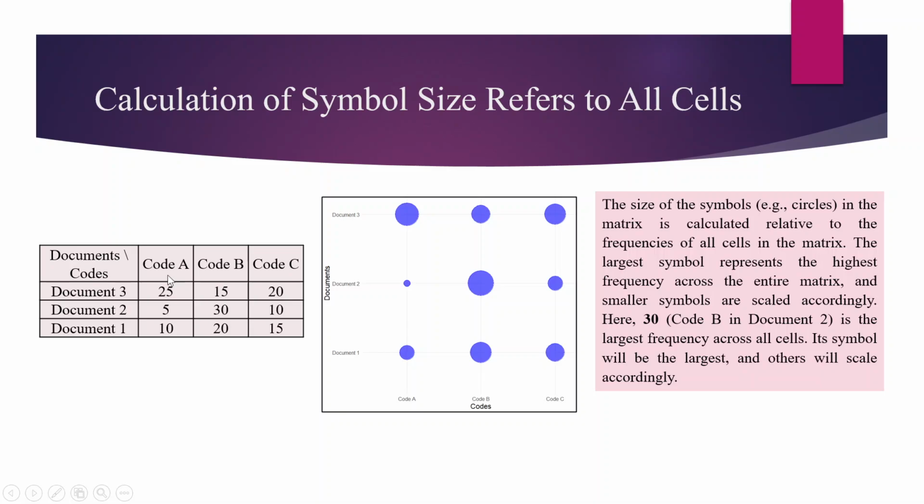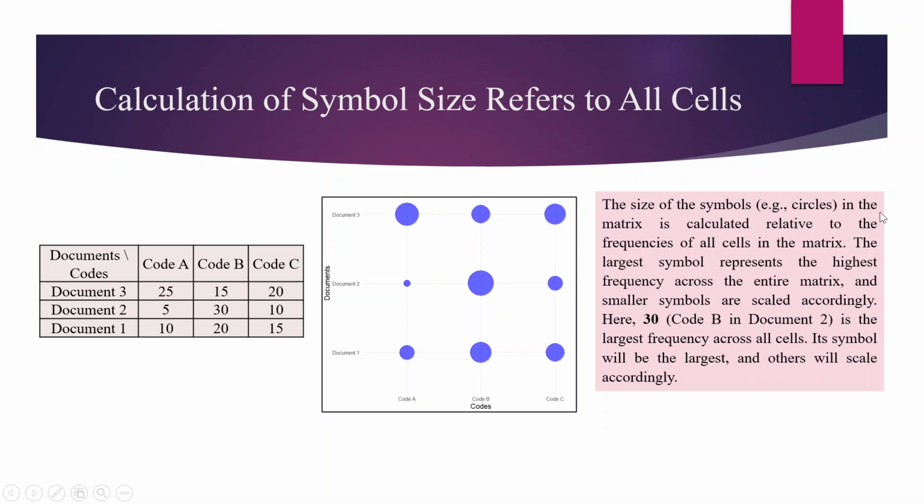It's just an example: code, document. So if we start with the calculation of symbol size refers to all cells, you can see this number 30. So document 2, code B, the coded segments are 30, which is the highest number, and therefore it will have a very big circle. All other circles will be on the basis of this particular code, in reference to this code.